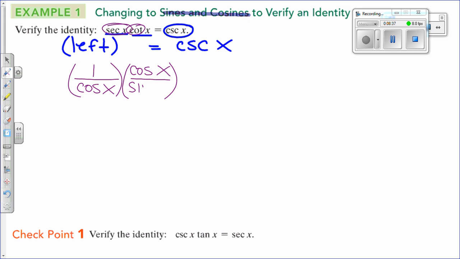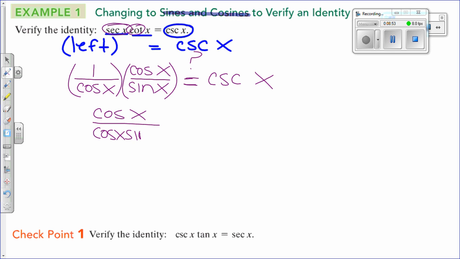Cosine over sine. Okay, and remember, we are just trying to prove if it's true. So right here, of course, 1 times cosine is just cosine x, and then here we will have cosine x times sine x, and again, we're still checking, but what is cosine x divided by cosine x? Is it 0? No. What is it? 1. So we have 1 over sine x.